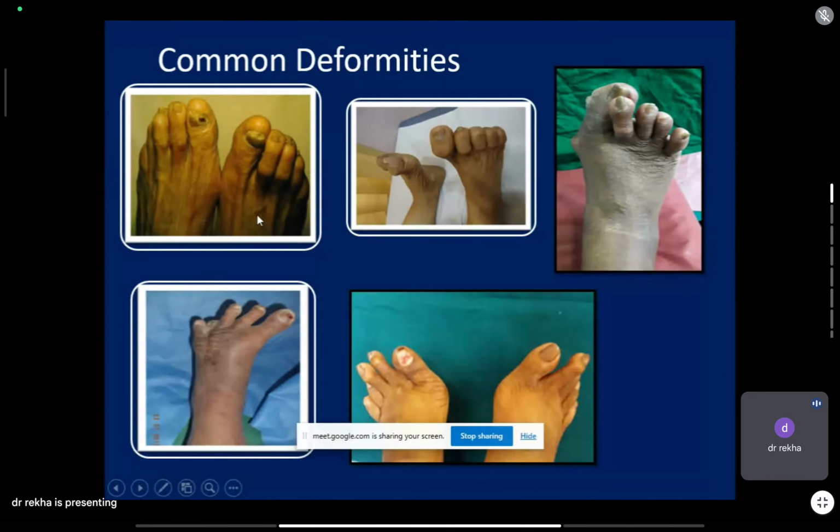These are the common deformities which patients come to us with. The first one is the hammer toe. This is the clawing of the toe, and overriding, where one toe rides over another. This is the overriding of the toes, and this is the hallux varus. It rotates medially, and this one rotates laterally. This is the hallux valgus.